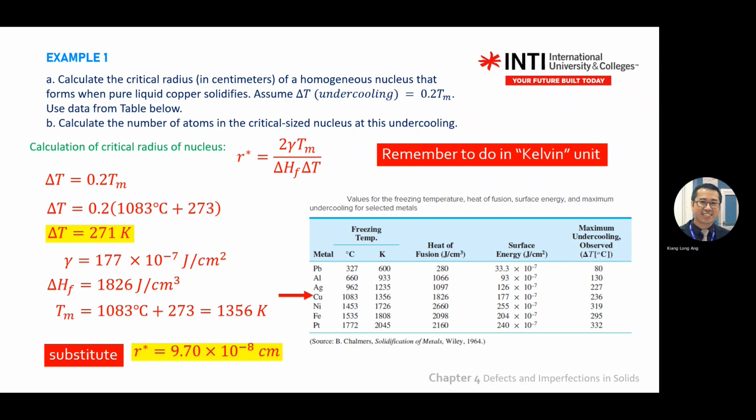On this table, you see the parameter is in cm. So this is an example. If this kind of question comes out, normally you will see a new table, but you will still see freezing temperature, heat of fusion, surface energy, and maximum cooling. But be careful about the units given in the table.